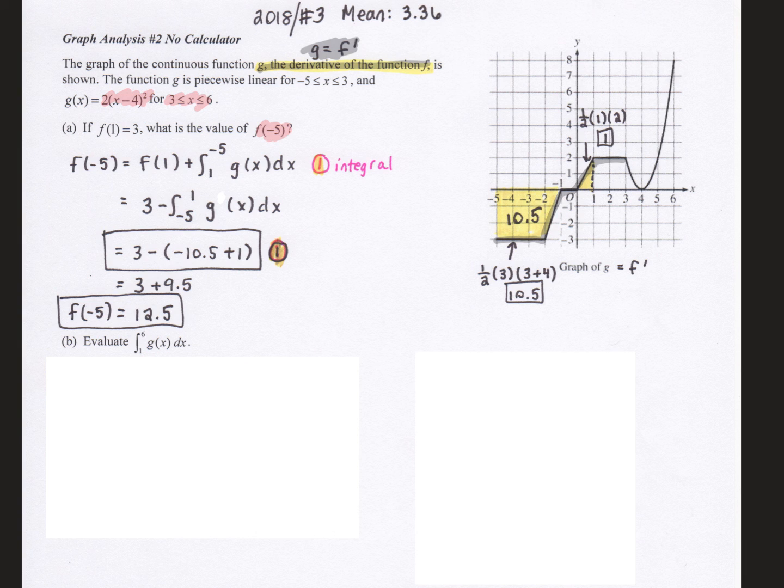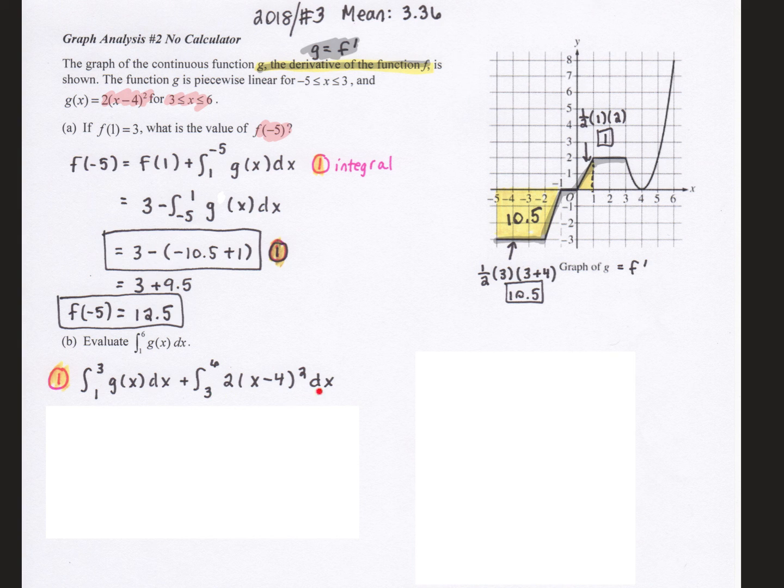In part B, I'm asked to evaluate the integral from 1 to 6 of g of x dx. Because my function is given in two pieces, I've got this piecewise linear from -5 to 3, and then from 3 to 6, I have that quadratic. I need to split this integral into two parts. From 1 to 3, I'm just going to use my graph of g of x to take an area approach. And then from 3 to 6, when I get to that parabola shape, I'm going to find the area by actually doing an antiderivative of 2 times quantity x minus 4 squared.